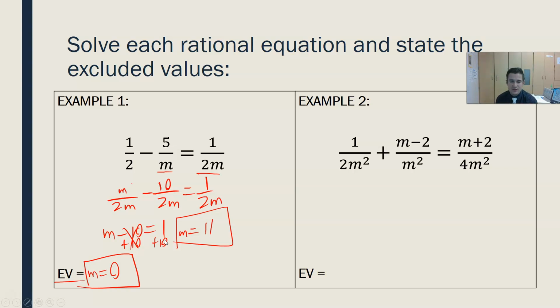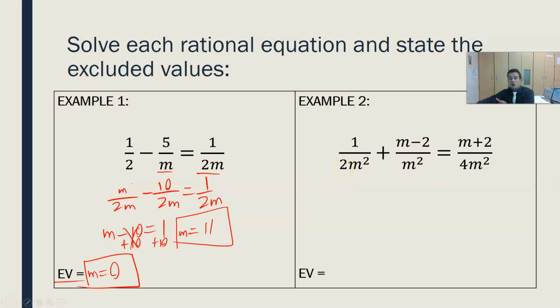The trick with solving these rational expressions is I make the bottoms of the fractions all the same, and then I just solve looking at the tops of the fractions, or the numerators. So let's look here for a moment. I have 1 over 2m squared plus m minus 2 over m squared equals m plus 2 over 4m squared.